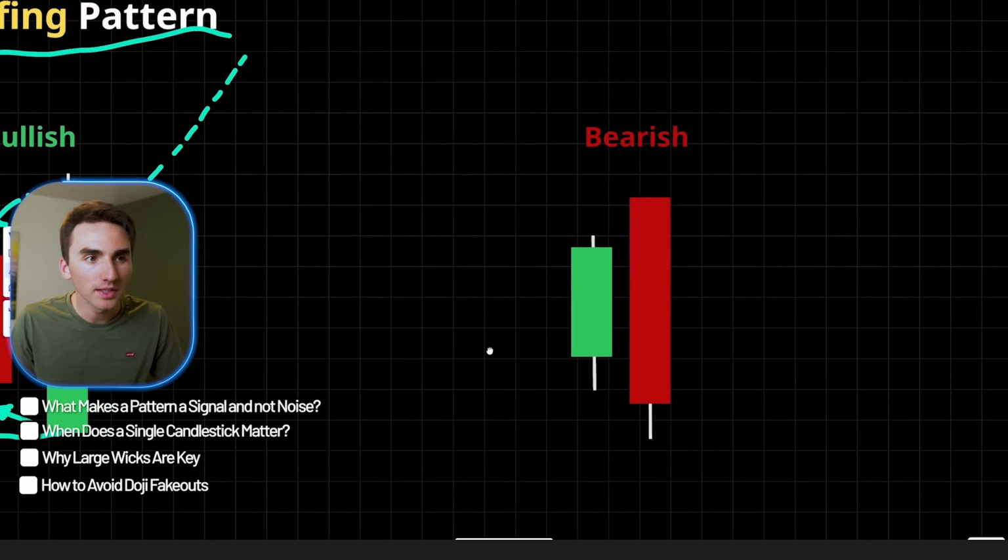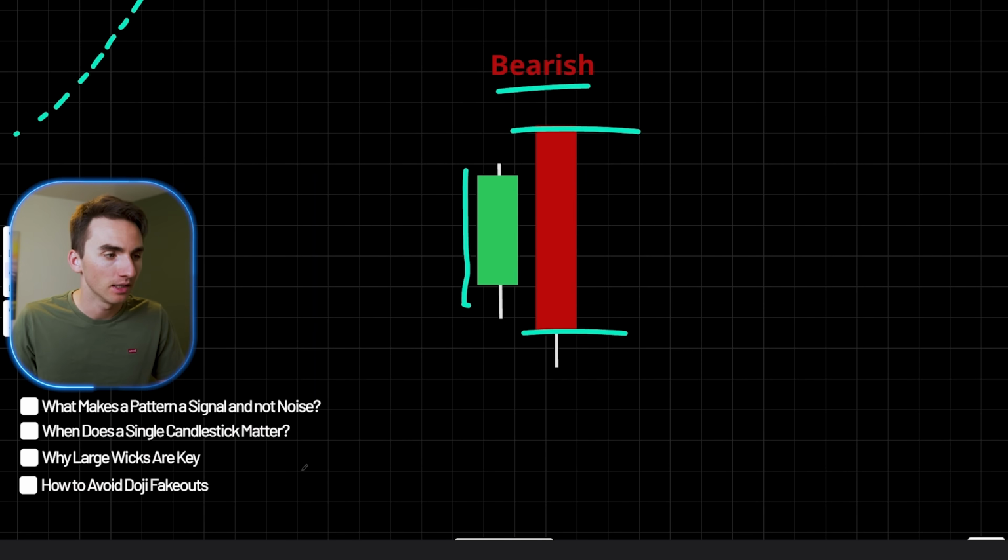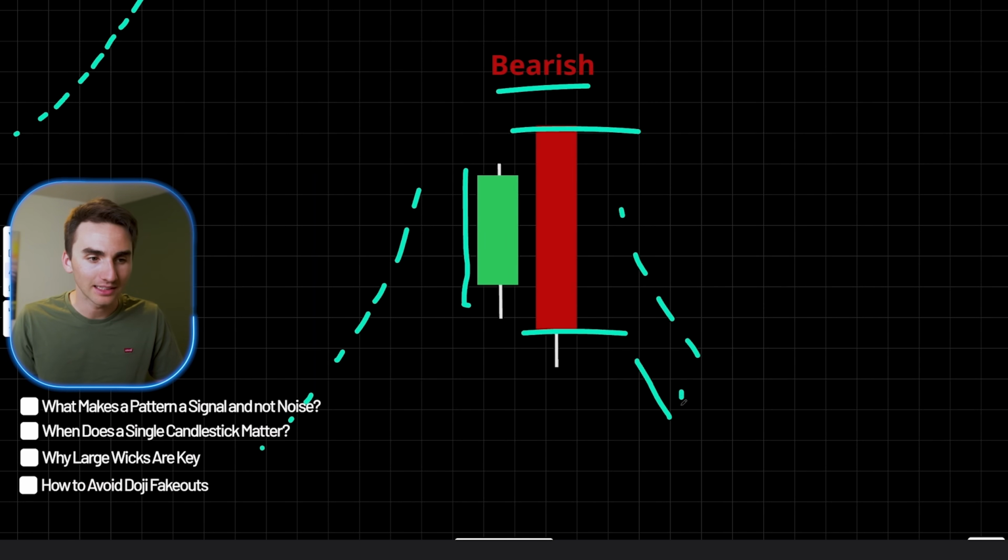And this can happen on the flip side for the bearish version too, where a smaller bullish candlestick is engulfed by a big bearish candlestick. And again, the idea is that it's a reversal candlestick and likely the market is going to reverse after this.